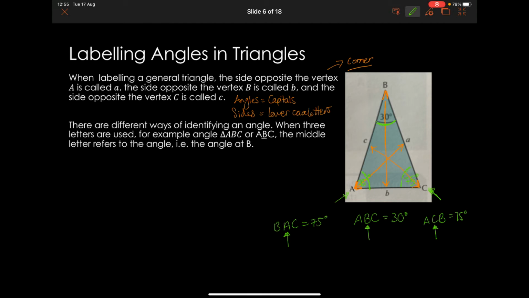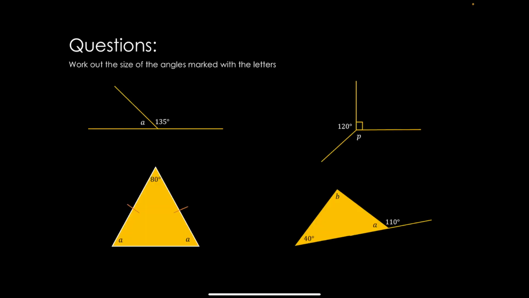So if they're asking you about an angle and they say, work out the angle BAC, they basically want you to work out the size of the angle at A. So what's this angle going to be? It equals 75 degrees because I've told you. So that's how you identify which angle it is they're talking about in the question.